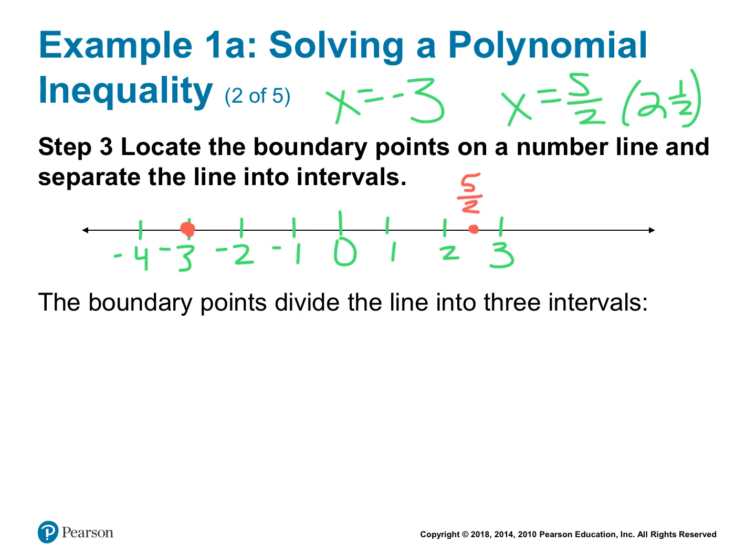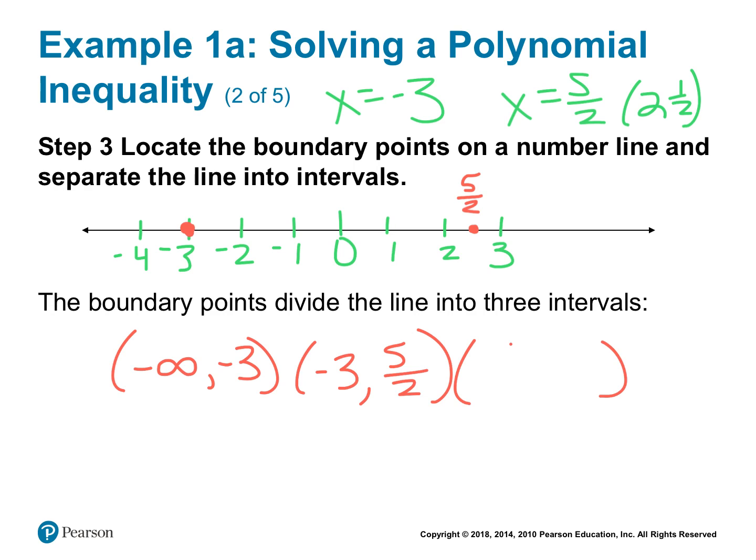Our 3 intervals: we have going from negative infinity up to negative 3. Then we have an interval between negative 3 and 5/2. I'm putting parentheses because these are just intervals we're talking about. Then 5/2 to positive infinity. So those are the 3 different intervals.